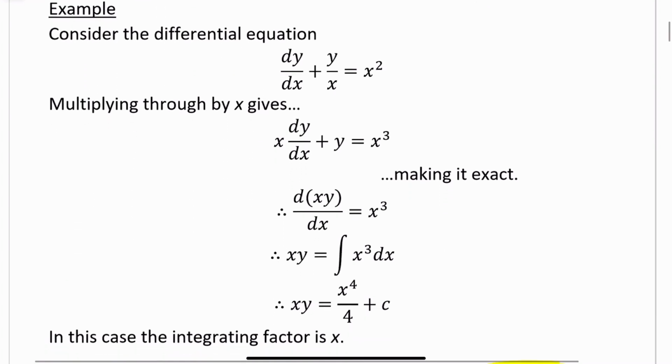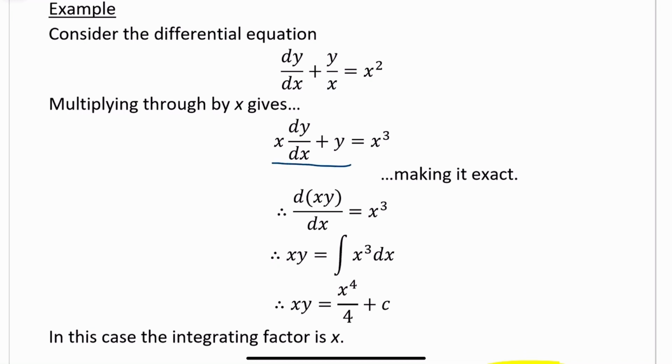We're going to look at this example. Consider this differential equation, dy/dx + y/x = x². Now, as it stands, that is not exact, because this side here is not the derivative of one single product. But if you multiplied it through by x, what you would get is x dy/dx + y = x³.